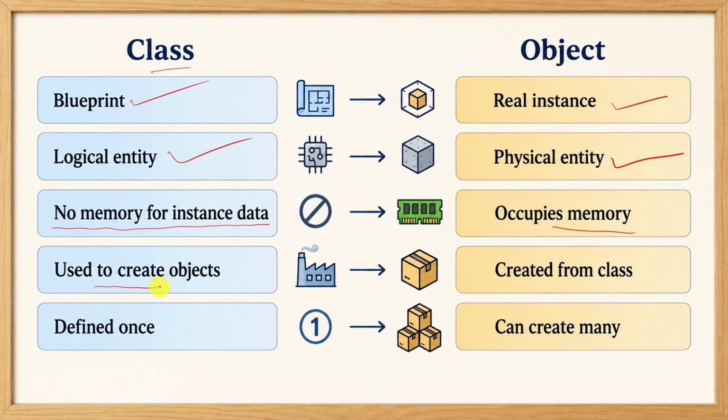A class is used to create objects. What kind of object, what properties it will have, what behavior it will have, those definitions will be present in the class. And the object will be created on the basis of the definition present in the class. That's why it is written, created from class. A class is defined once, and with the help of one class we can create many objects.